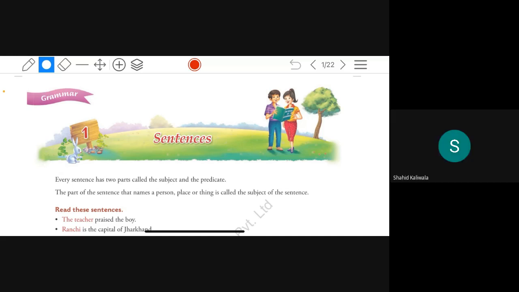Sir, can I say? Yes. Yes, sir. Declarative sentences, interrogative sentences, negative sentences, affirmative sentences, imperative sentences, exclamatory sentences.